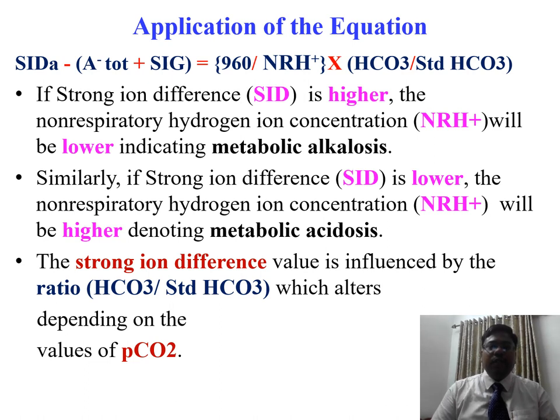So from the relation, it is very clear, the higher the strong ion difference, the lower the non-respiratory hydrogen concentration. It denotes metabolic alkalosis. Similarly, if the strong ion difference is lower, non-respiratory hydrogen concentration will be higher. That denotes metabolic acidosis because both are inversely related. And the strong ion difference value is influenced by the ratio bicarbonate divided by standard bicarbonate. And already we discussed this ratio, ratio 1, increases with PCO2. As the PCO2 increases, this ratio bicarbonate divided by standard bicarbonate also increases. And the strong ion difference value is influenced by the ratio, which is clearly shown in the above relation.